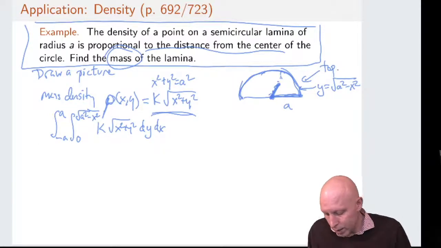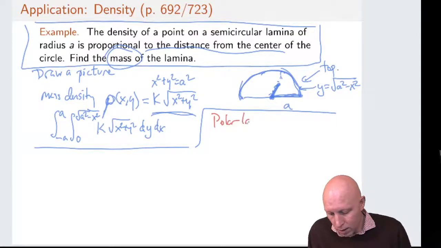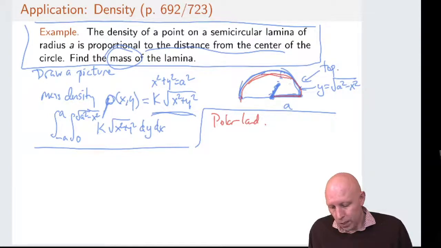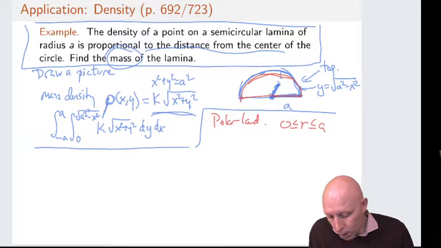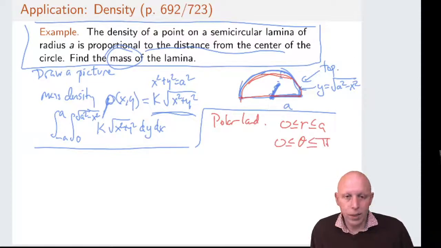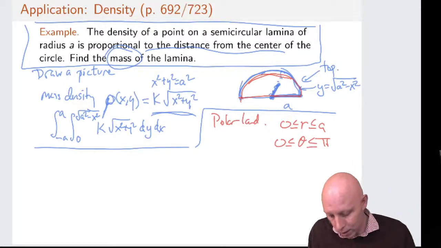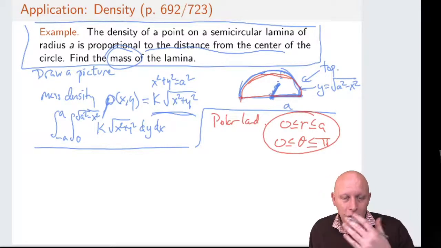So instead, if we were in polar land, our region is now the top half of the circle, where the radius goes between 0 and a. Theta goes between 0 and pi. Yay, it's a polar rectangle. All right, so that's our domain.